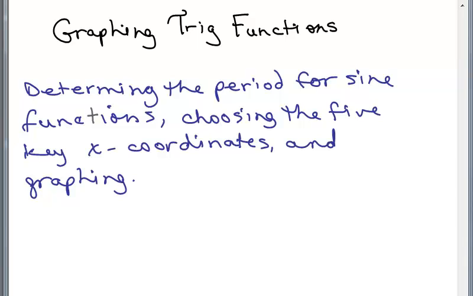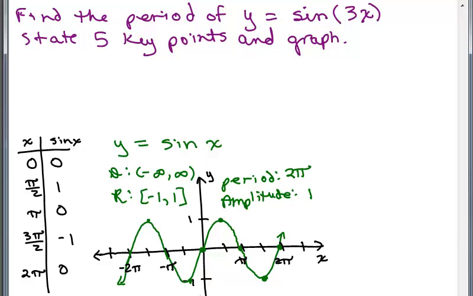We're continuing to graph trig functions. We're still working on the sine, and we're going to do some problems where we need to determine the period for the sine function and choose the 5 key x coordinates, which will help us get the 5 key points, and then we'll graph. Alright, so it says find the period of y equals sine of 3x and state 5 key points and graph.